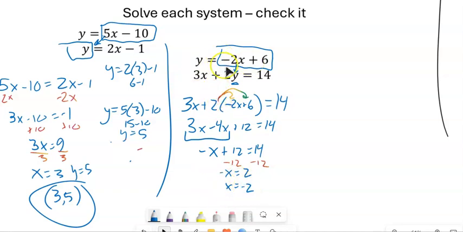So let's plug that back in and see what happens. y equals negative 2 times negative 2 plus 6. Notice what I did was I took that and I substituted in for the x spot. So this is 4 plus 6 is 10. So it looks like y equals 10.